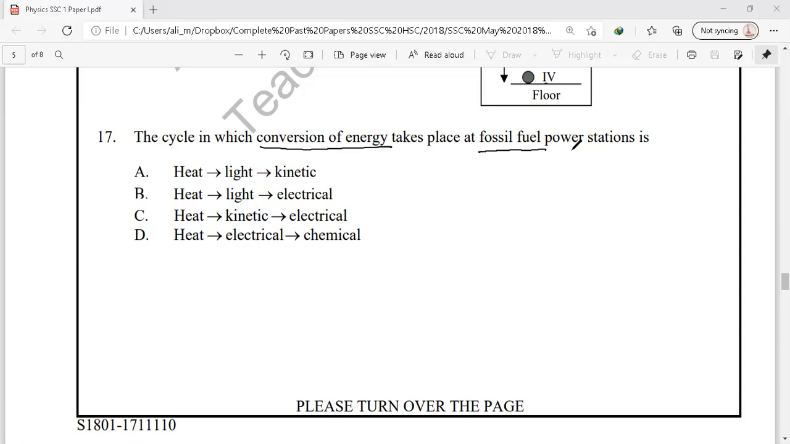This heat is moved to the boiler where water is boiled, and the steam of that water is passed to the turbine to rotate it, and due to that rotation the kinetic energy of the turbine is converted into electrical energy. So the energy conversion is from heat energy in the burning process, to kinetic energy in the turbine, and the output of that turbine is electrical energy. So the correct option for question number 17 is option C, and this is from our chapter number 6, work, power, and energy.